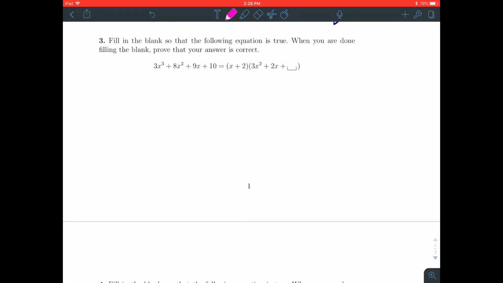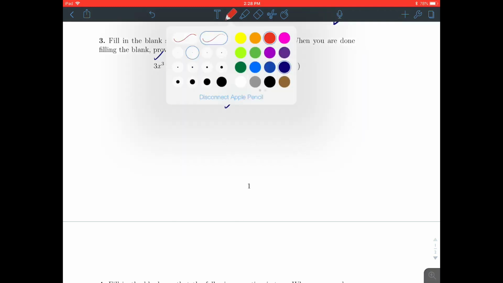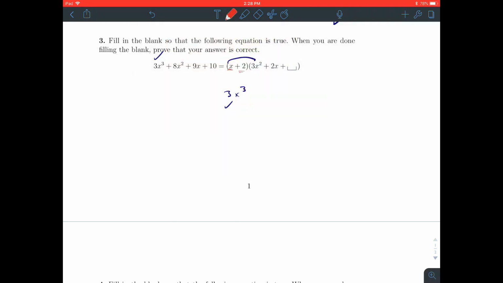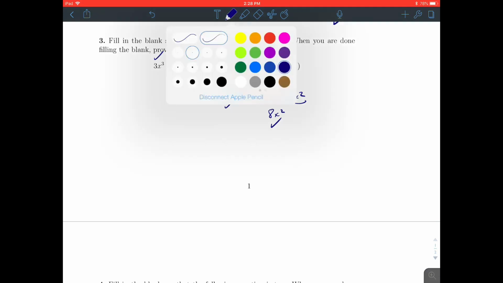Next up, fill in the blank so the following equation is true. We're going to do this in the exact same way. So we start with x, we get 3x cubed, which is great. Now we're going to switch back and forth from x to 2. So we'll do the 2 next. That gives us 6x squared. X times 2x is 2x squared. And together, these give us 8x squared, which is great because that's what we wanted.